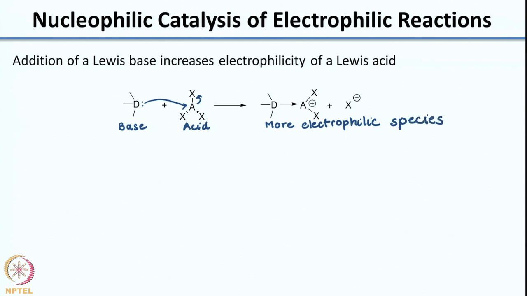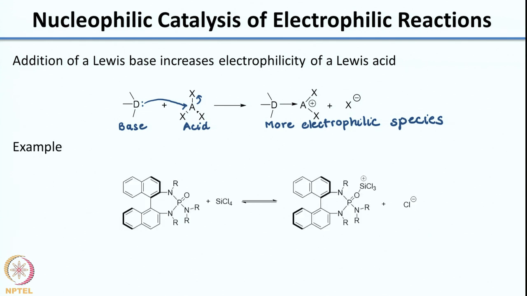Now, how is this actually used? So shown is an example here where you have your Lewis acid. So you have your Lewis acid here, and here what you see is, you actually have a chiral ligand. So this is your donor here. So once it coordinates with the Lewis acid, what you end up generating is a more electrophilic species.